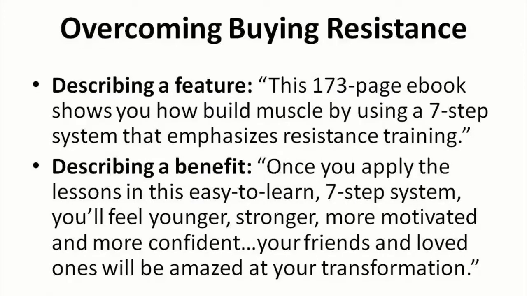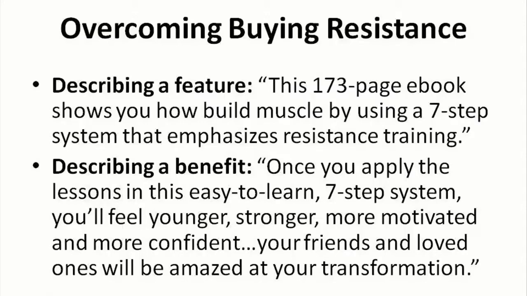So an example of describing a feature, which you don't want to do, would be this. This 97-page ebook shows you how to build muscle by using a 7-step system that emphasizes resistance training. All right. Now that's an example of describing a feature. All right. It's 97 pages long, and this is what it's going to teach you. All right. That's boring. It's not emotional language.